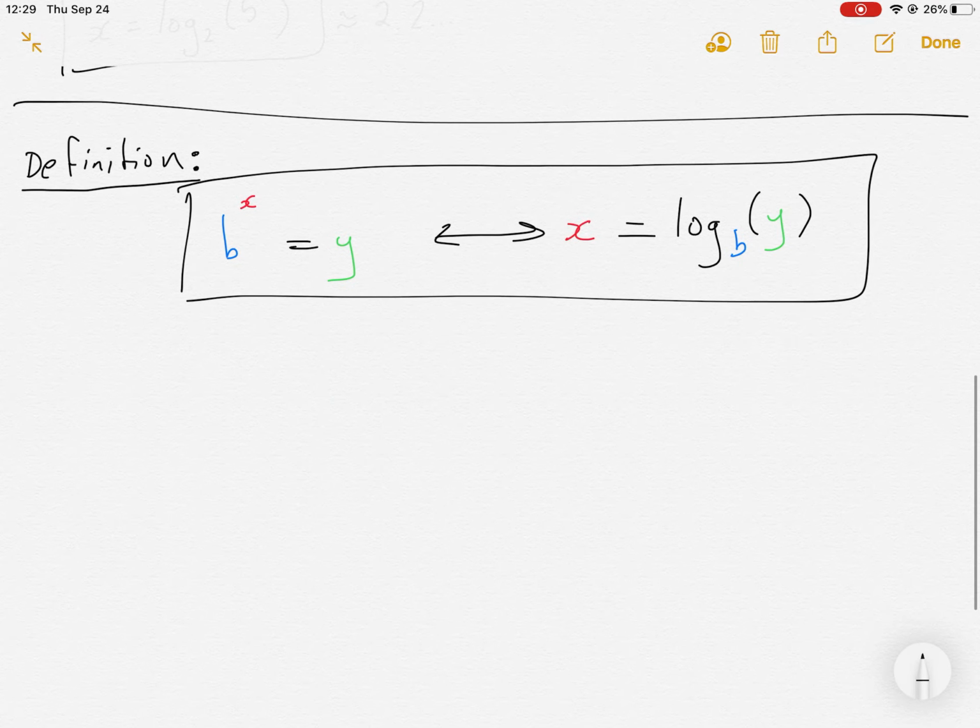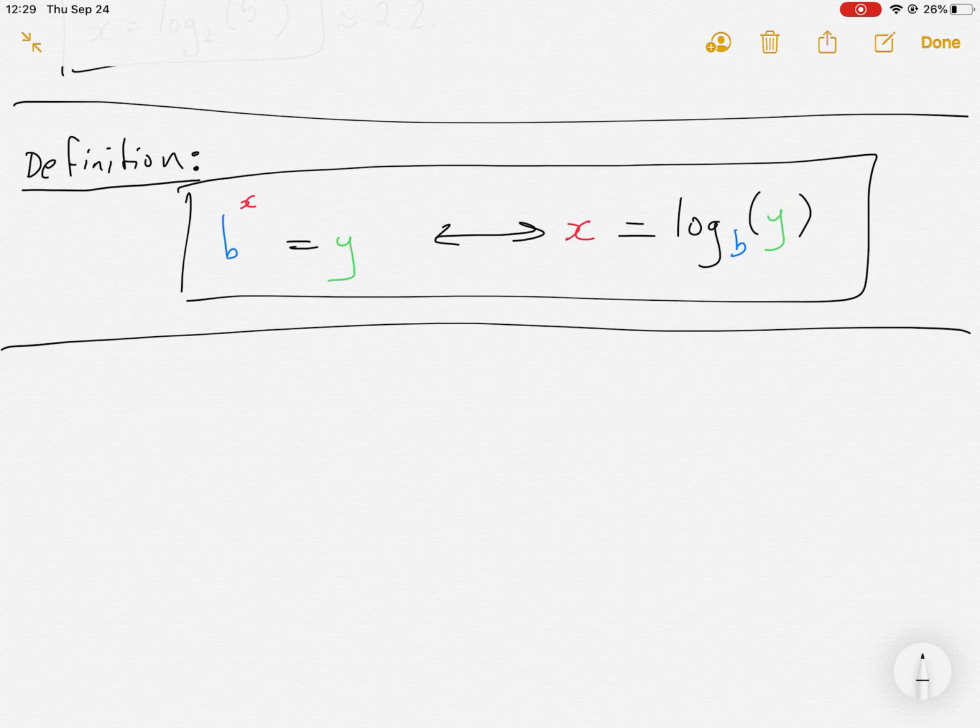All right. So let's immediately apply this definition and evaluate some logs. So we are going to actually go ahead and evaluate some values.